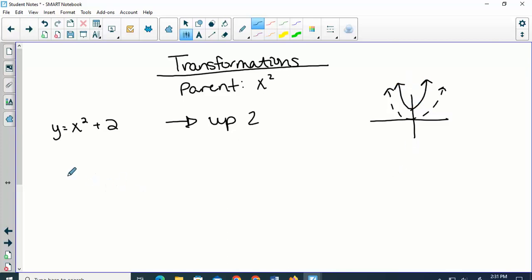So if I gave you y equals x squared minus 2, what would that 2 do? Down 2. So if it's on the end, just a plus or minus on the end, it would move it up or down.